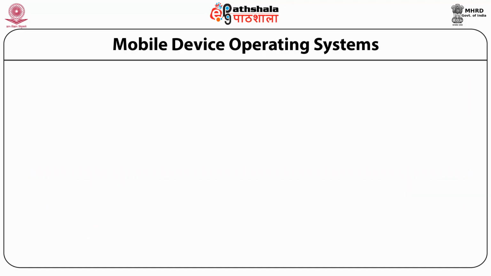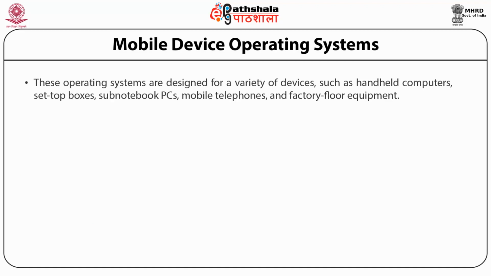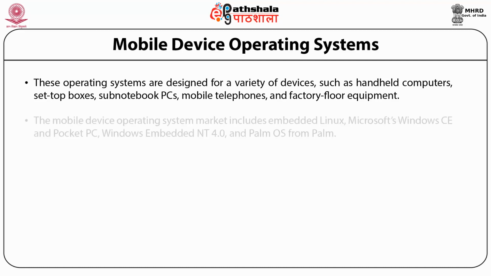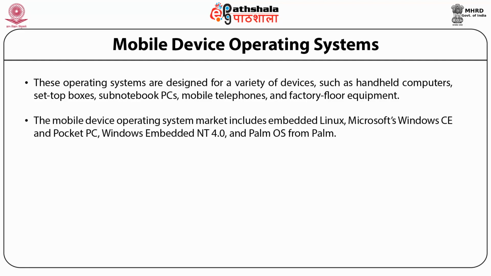So let us also understand the functionality and scope of mobile device operating systems. These operating systems are designed for a variety of devices such as handheld computers, set-top boxes, sub-notebook PCs, mobile telephones, and factory floor equipment. The mobile device operating system market includes embedded Linux, Microsoft Windows CE, Pocket PC, Windows Embedded NT 4.0, and the Palm operating system from Palm.